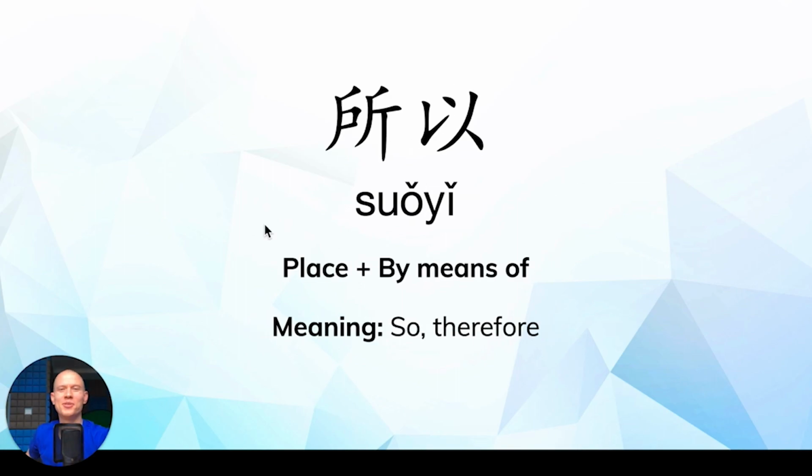Next we've got 所以. So 所 means place by means of. These are two tough characters. They're very old characters. They're very abstract. So it can be tough. 所以. So I'm not going to really connect to the characters here. Place by means of. It means therefore. What connection do we have to therefore? And so, yeah, it's a tough one.